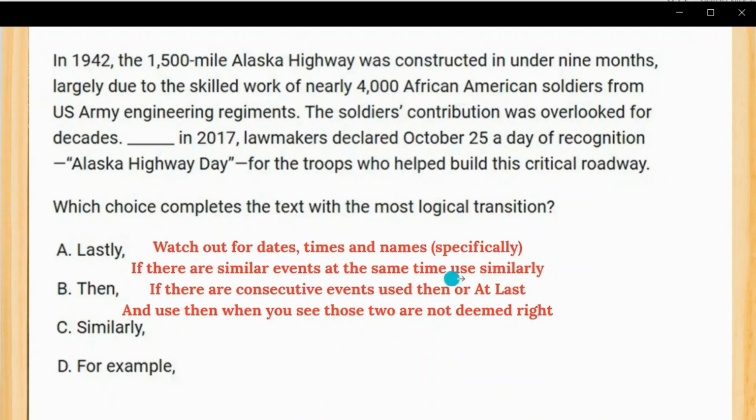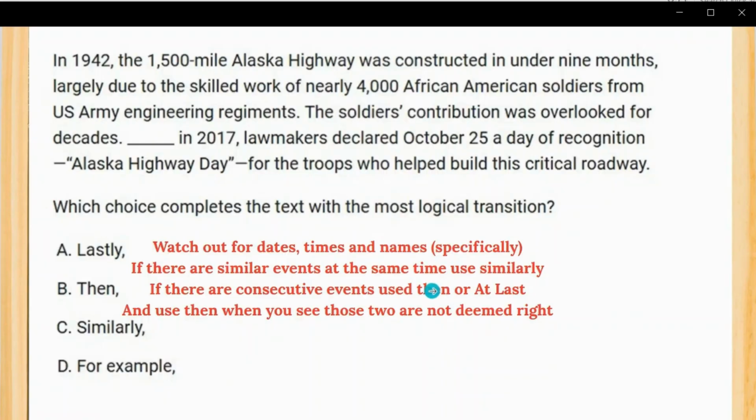If there are similar events at the same time, use "similarly." The similarity is a transition, or use anything similar to that. And if there are consecutive events, use "then" or "at last" or similar, like "additionally" or "secondly," or anything else. And use "then" when you see those two choices are not deemed right.